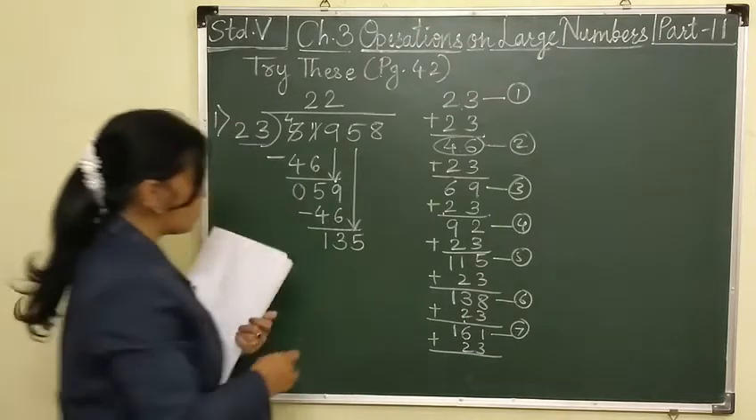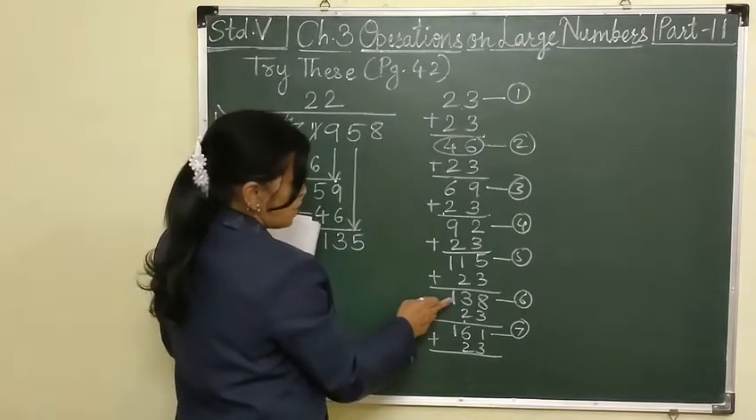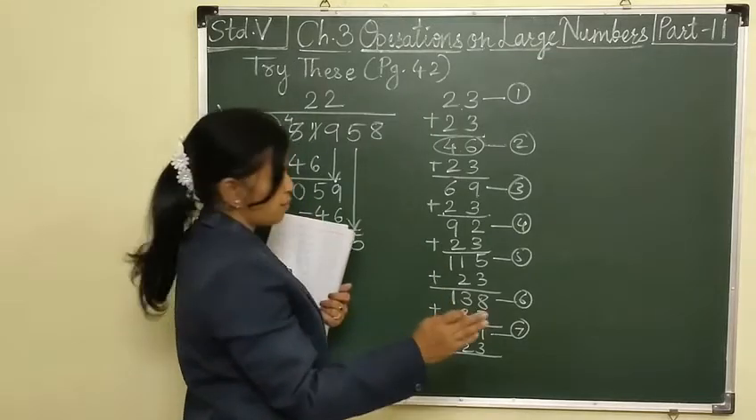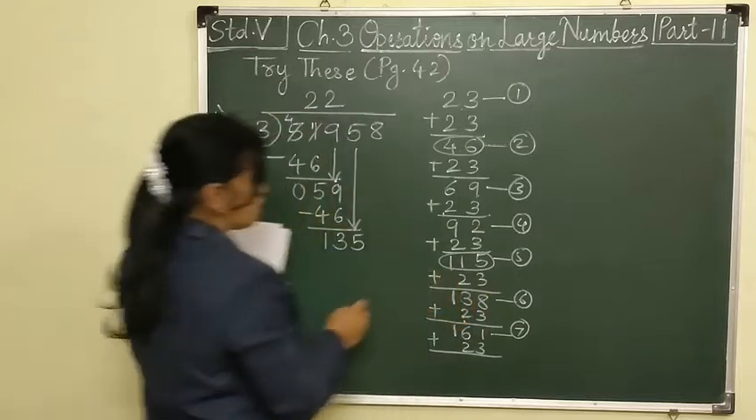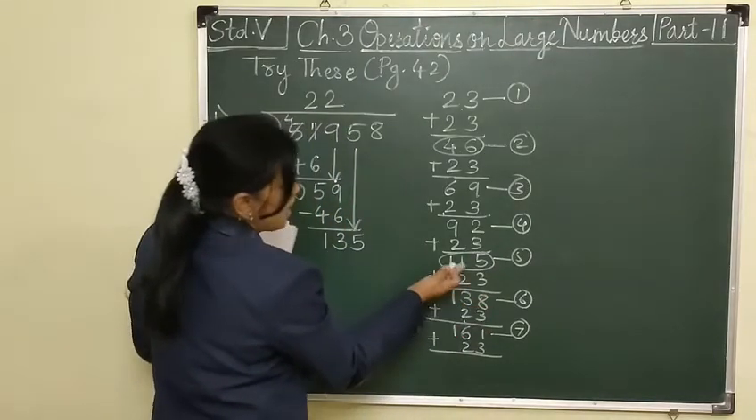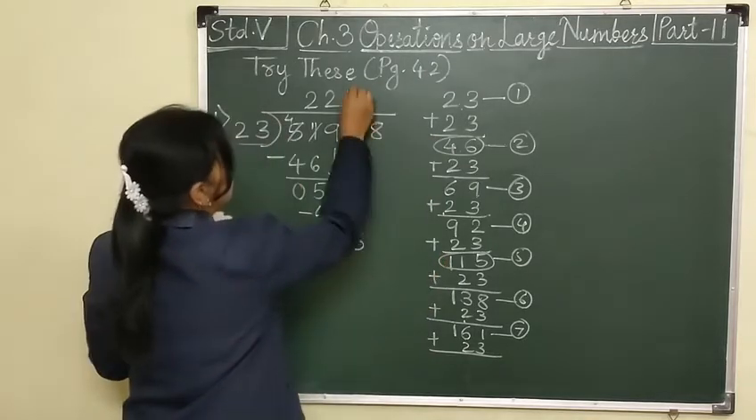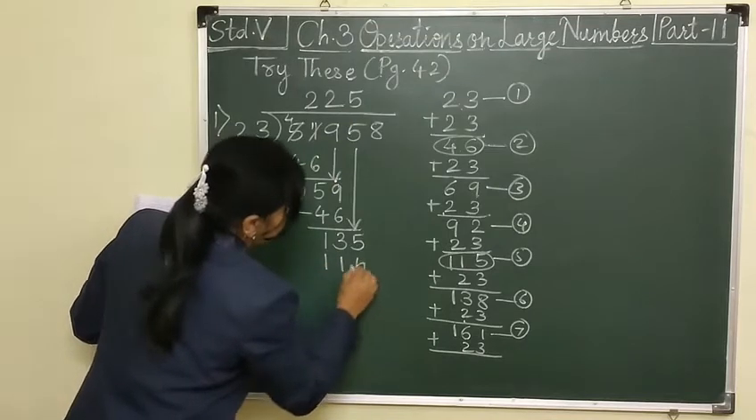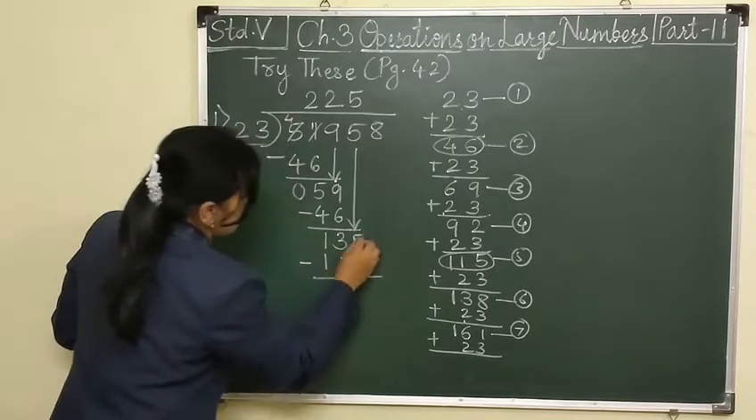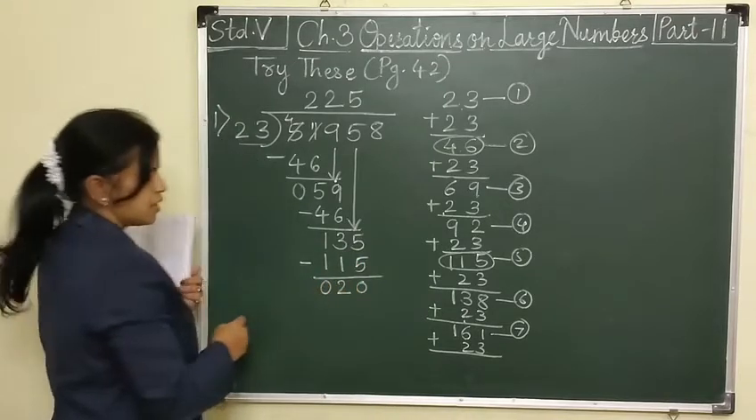See, I should get 135. Here I got 138. But 138 I cannot subtract. So what will I do? I will subtract a smaller number than this 138. That is, instead of 6 za, I will consider 5 za. 23 5 za 115. So 1 1 5. See, 5 minus 5 0, 3 minus 1 2 and 1 minus 1 0.